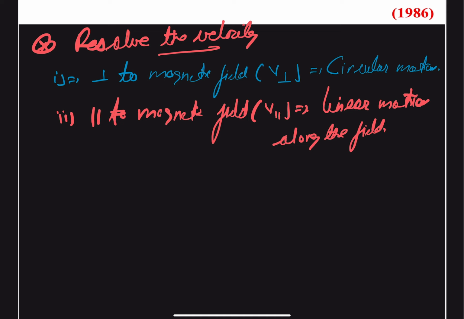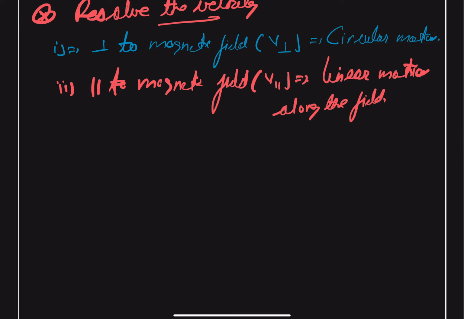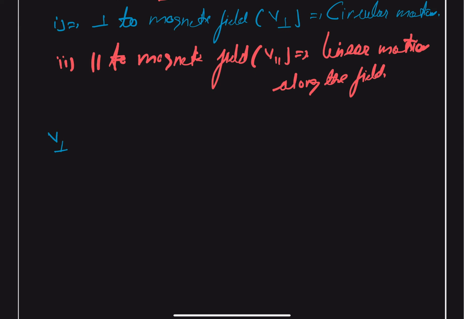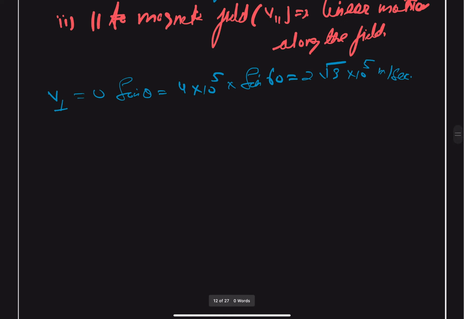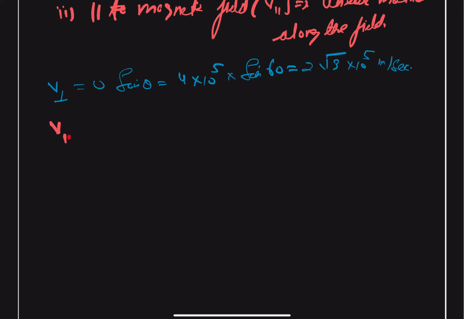So we can find these two components. We can say our V perpendicular will be equal to V sine of theta. This comes as 4 into 10 to the power 5, and we have here sine of 60, and this comes as 2 square root of 3 into 10 to the power 5 meter per second. And V parallel will be equal to V cos of theta, and that will come to 2 into 10 to the power 5 meter per second.